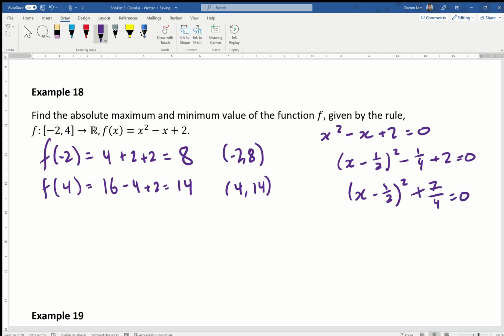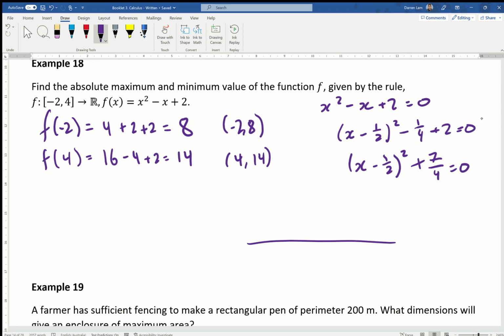Where's the turning point? It's (a half, 7 over 4), right? It's a positive parabola. If the turning point is above the x-axis, there is no x-intercept. And if you keep going, you'd end up with the square root of negative 7 over 4, which means there are no solutions anyway. So we're good. I'm going to very roughly sketch that here. It doesn't need to be perfect. I'm going to say that's about there, a half and 7 over 4.